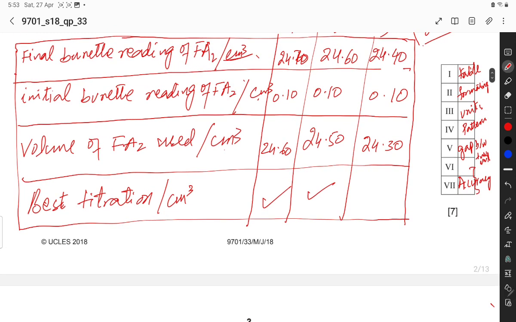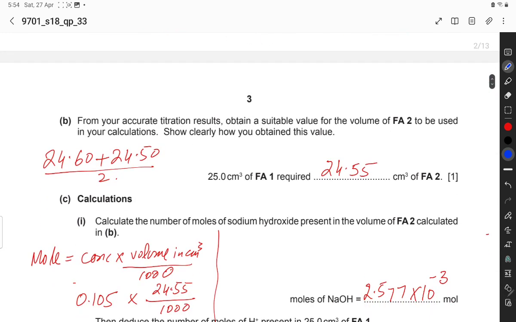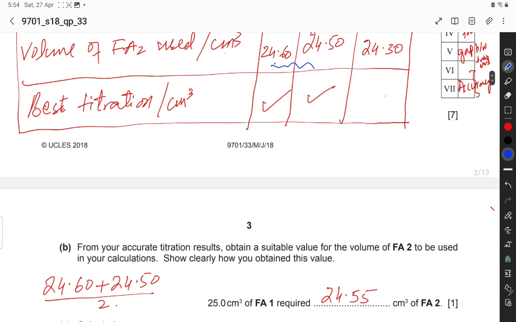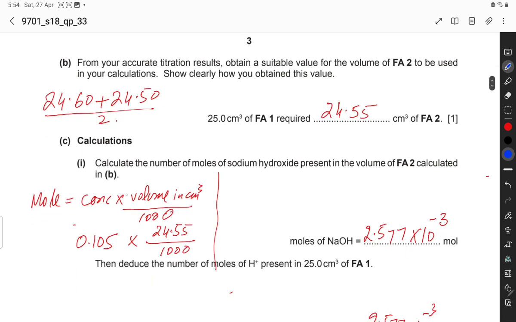So best titration, the consistent result: in these two readings there is a difference of 0.10, 24.60 and 24.50. So these are the two best titrations. From your accurate titration results, obtain a suitable value for the volume of Fa2 to be used in your calculation. Show clearly how you obtain this value. So by adding these two results and dividing by 2, show your calculation clearly over here. So we have 24.55 as the mean value of these two readings.